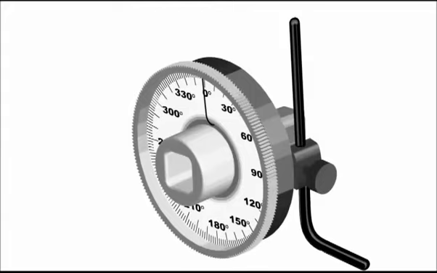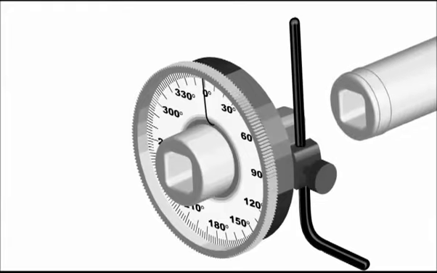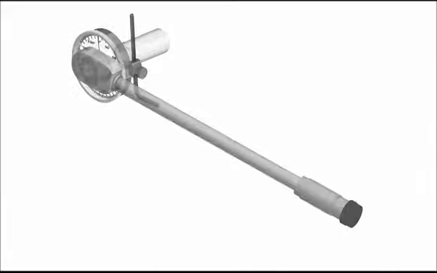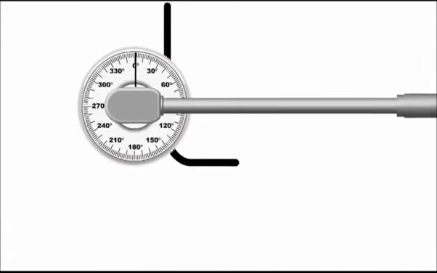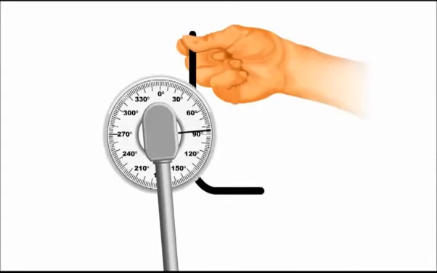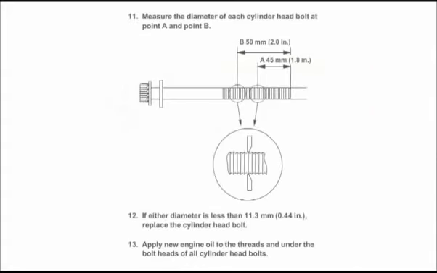To use the torque angle gauge, attach the correct socket to the bottom of the gauge and a ratchet or breaker bar to the top. Hold the arm assembly to prevent it from turning and tighten the bolt until you reach the desired angle of rotation.